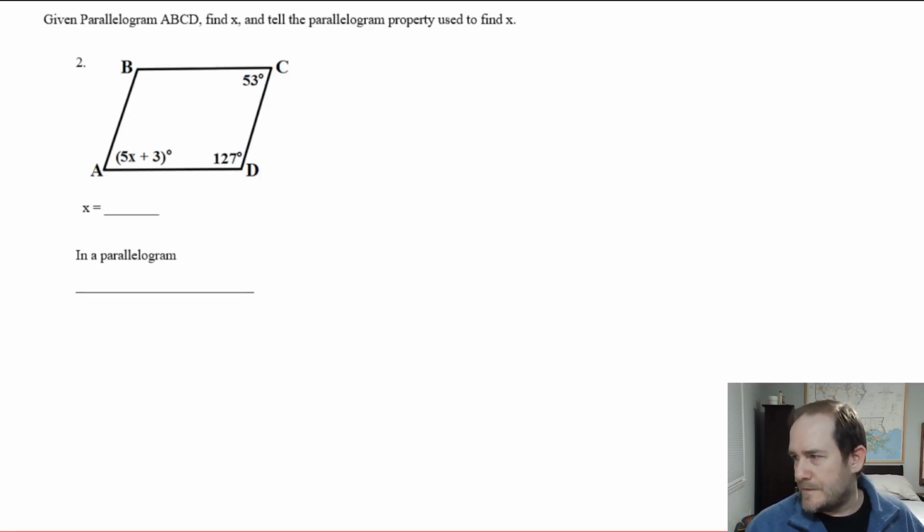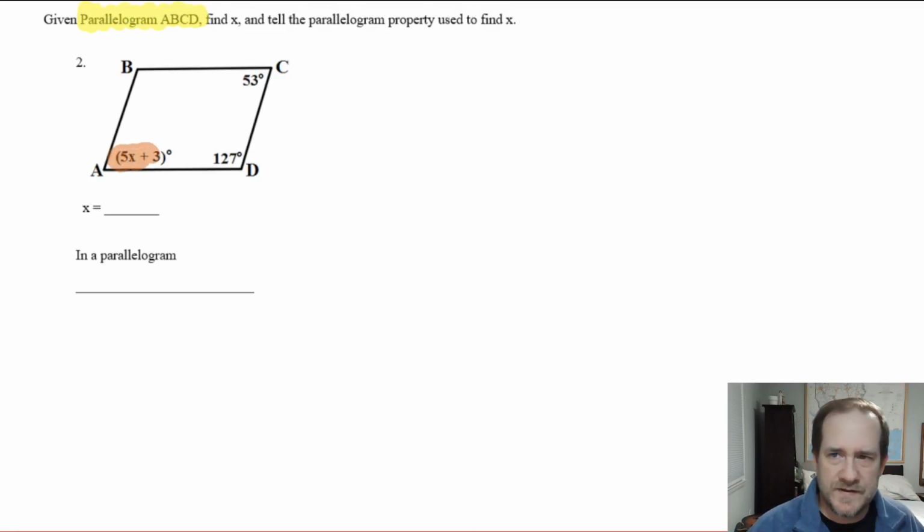So I remember this problem. There were two ways to do it. Because in every parallelogram, and that's what they said we have here, right, is a parallelogram, there's two different properties at play. We could take this angle and the angle across from it. These are the opposite angles. And we know those angles will be congruent.